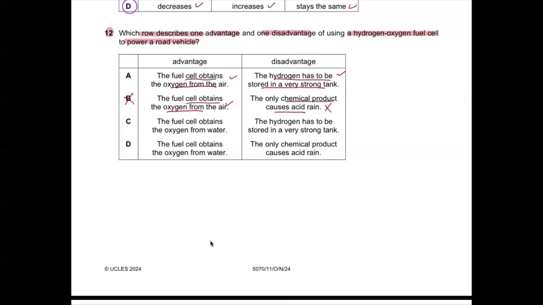So B is wrong. The fuel cell obtains oxygen from water? No, it doesn't get it from water. So these all are going to be wrong. So A is the correct answer. Okay.